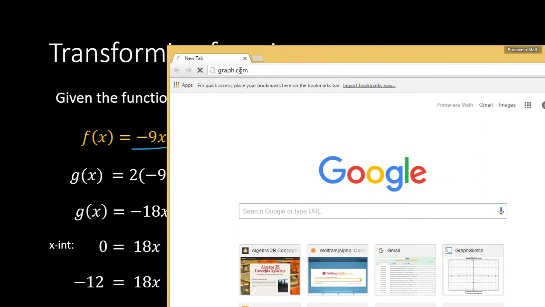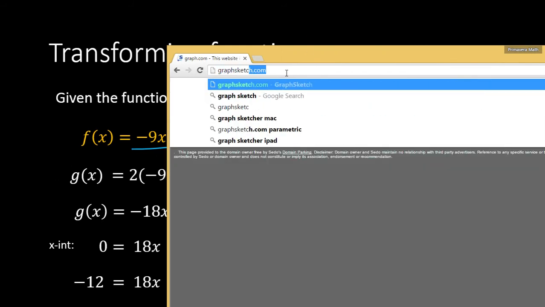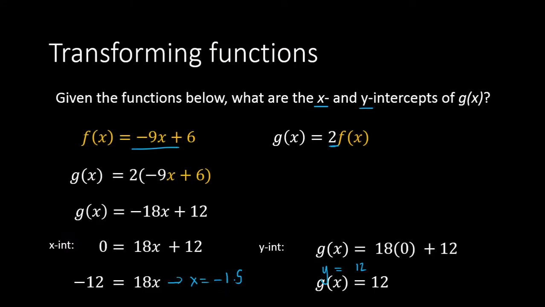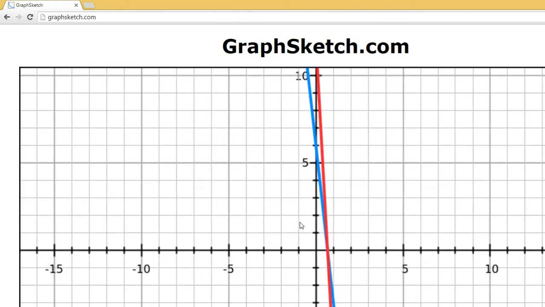Now, I've been verbalizing a lot what happens with our intercepts. Let's take a moment to graph these. So I had my original function, f of x equals negative 9x plus 6. G of x, I took that function and multiplied it by 2 to get negative 18x plus 12. So I've got my original function here in blue and my transformed function here in red.